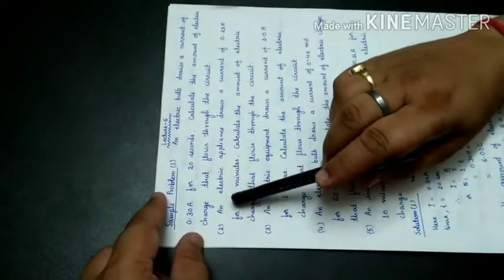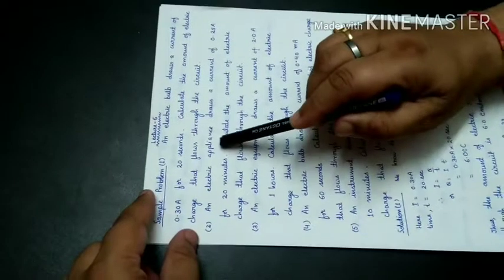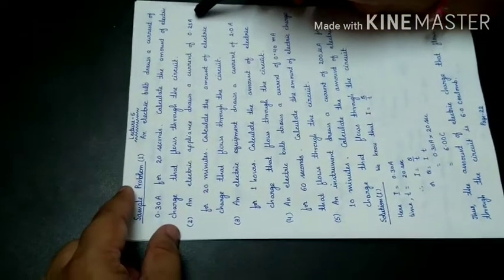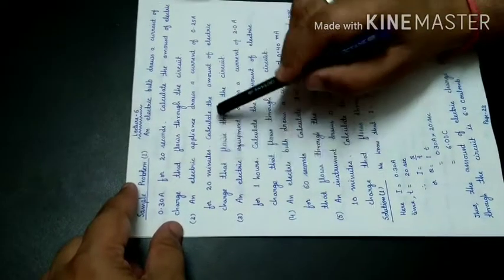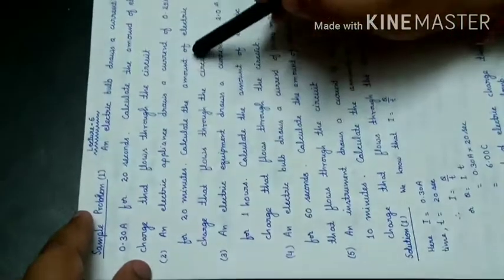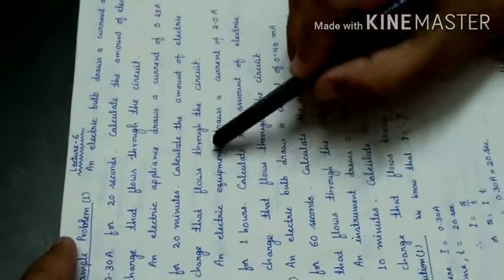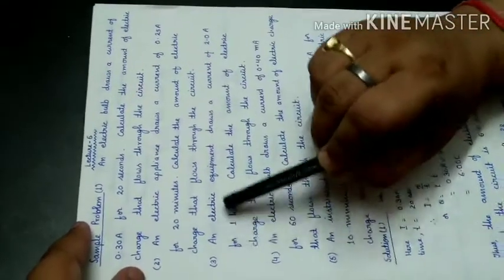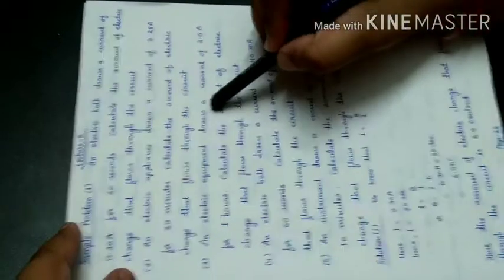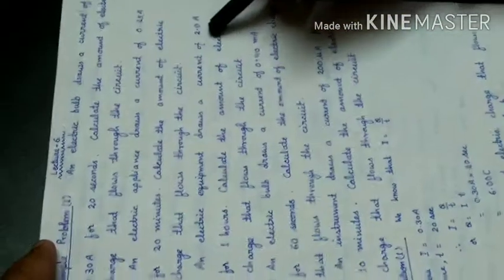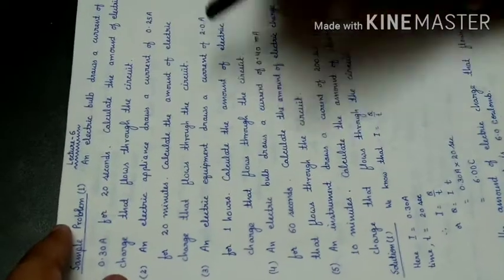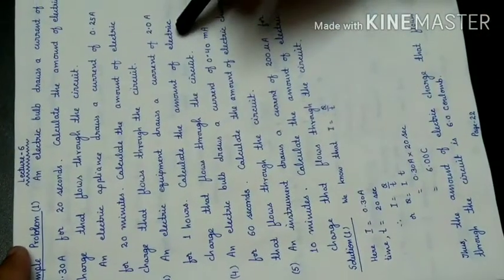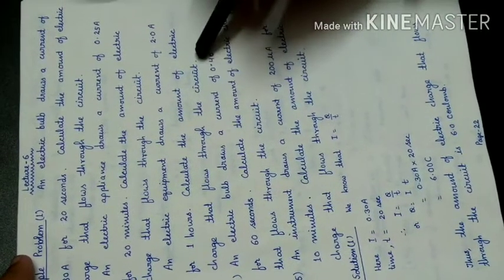Second sample problem: an electric appliance draws a current of 0.25 ampere for 20 minutes. Calculate the amount of electric charge that flows through the circuit. An electric equipment draws a current of 2.0 ampere for 1 hour. Calculate the amount of electric charge that flows through the circuit.